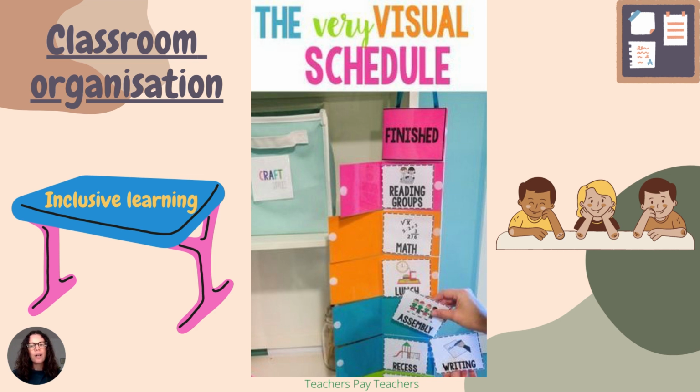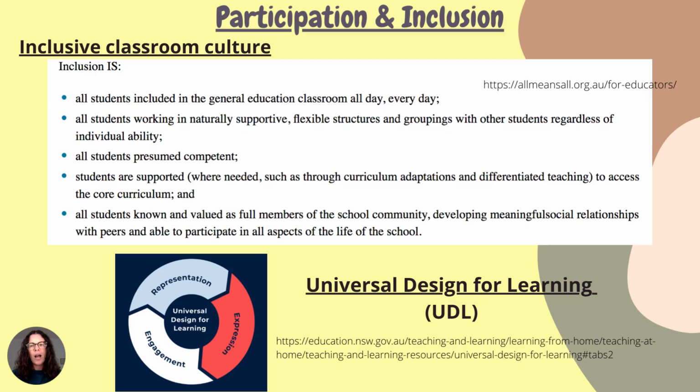First, let's look at classroom organisation, where I discuss how my classroom is managed to be inclusive and supportive for Henry. I create an inclusive and supportive learning environment that Henry can participate in on the same basis as all other students. I do this through creating an inclusive classroom culture and through applying the Universal Design for Learning framework.